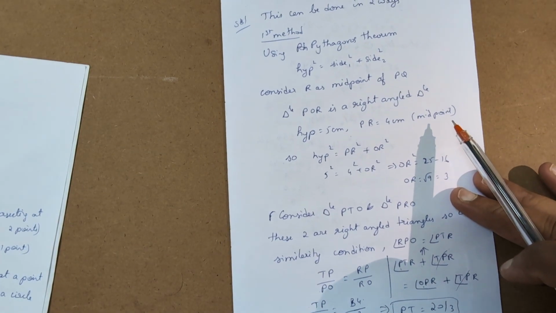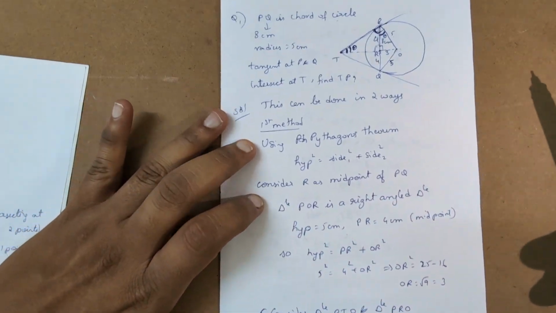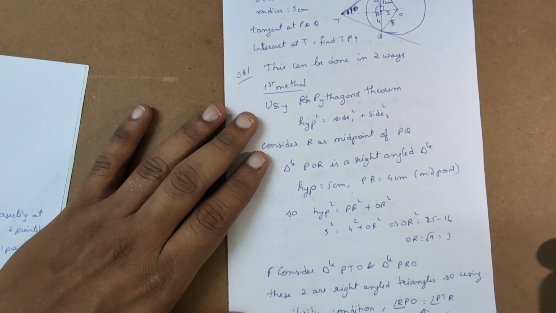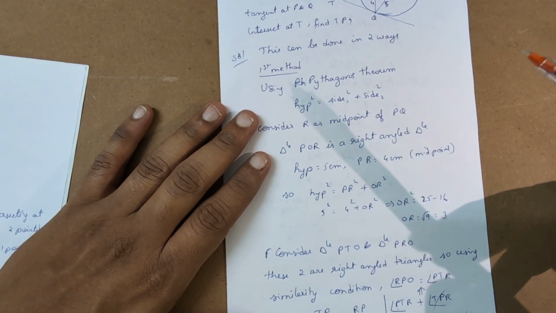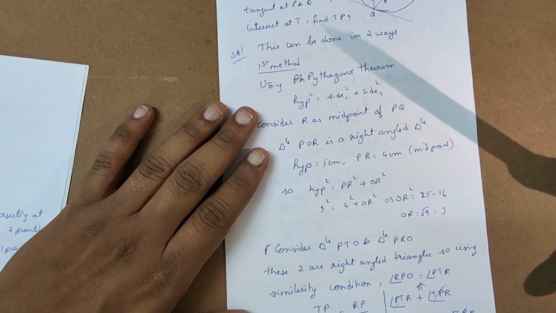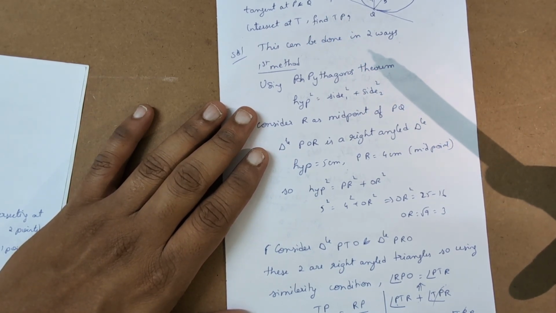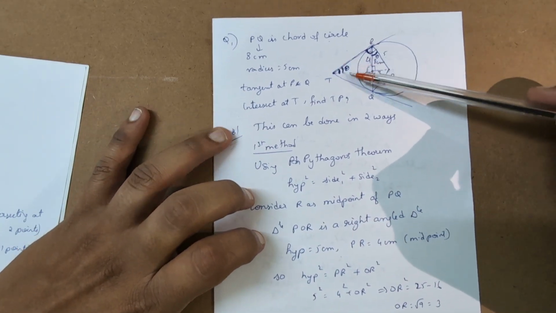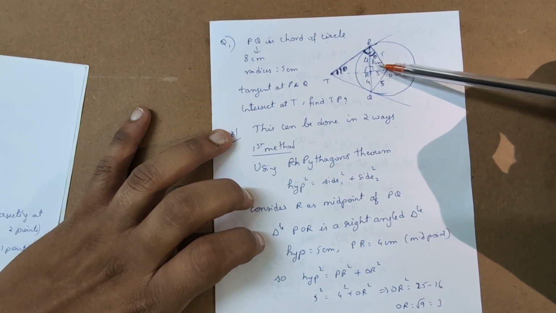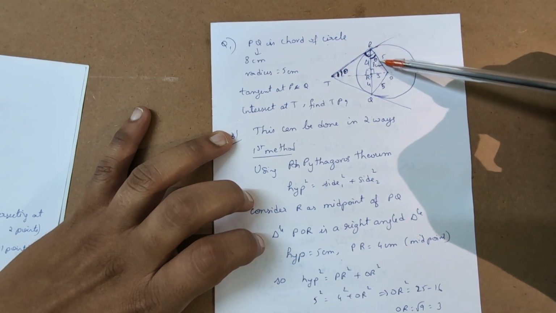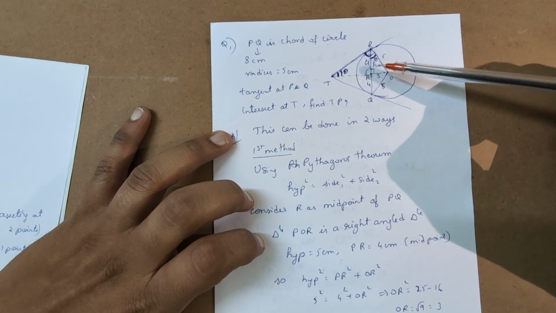It might be a bit confusing, but if you consider my similarity triangle chapter, then it will be easy to figure out this question. So it's like we're having two right angle triangles. So we're using the similarity condition, that the ratios of corresponding sides are equal. That is PT by PO. So you can see this is the right angle triangle here. PT by PO is equal to RP by RO.